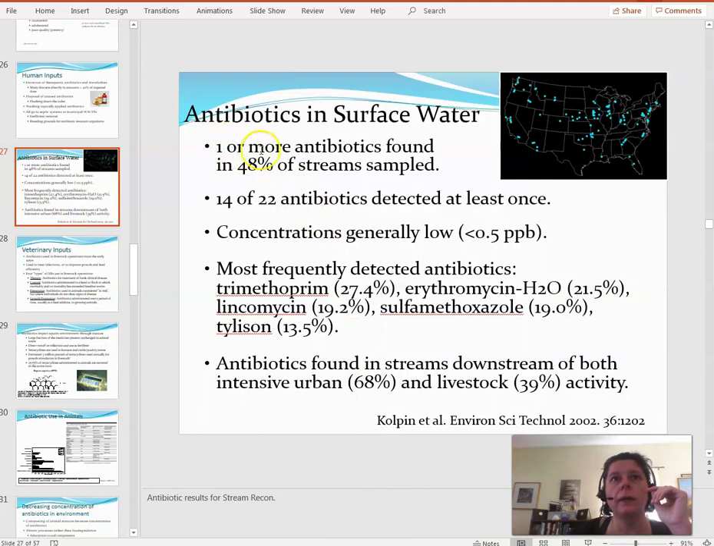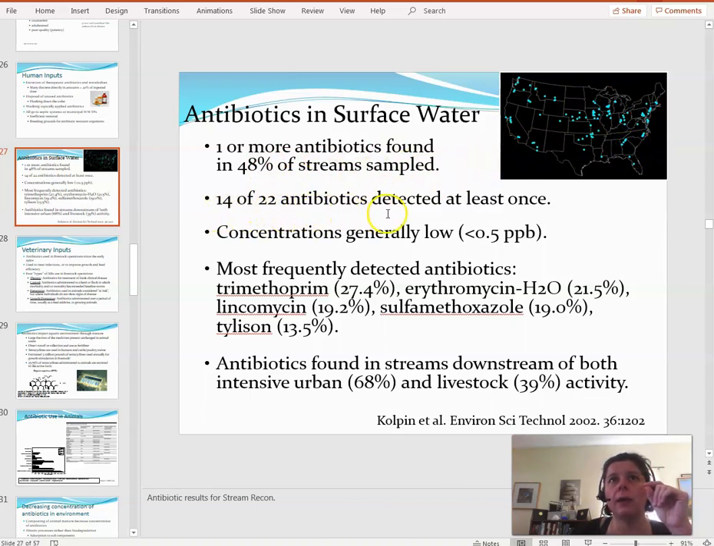So one or more antibiotics were found in 48% of the streams sampled. This was a study done by the USGS, and they sampled all these different streams across the entire country. And of those streams, almost half of them had at least one antibiotic.